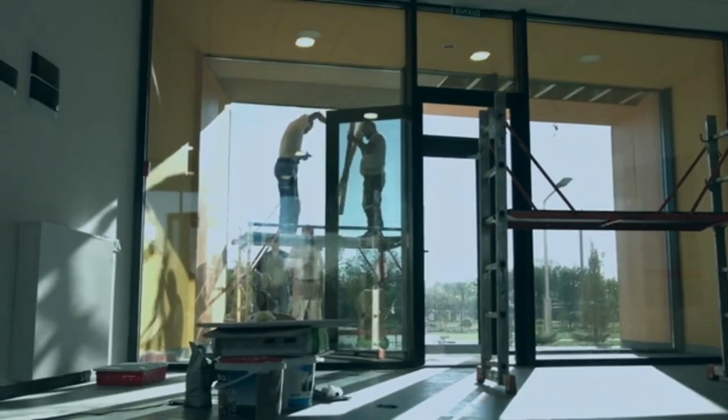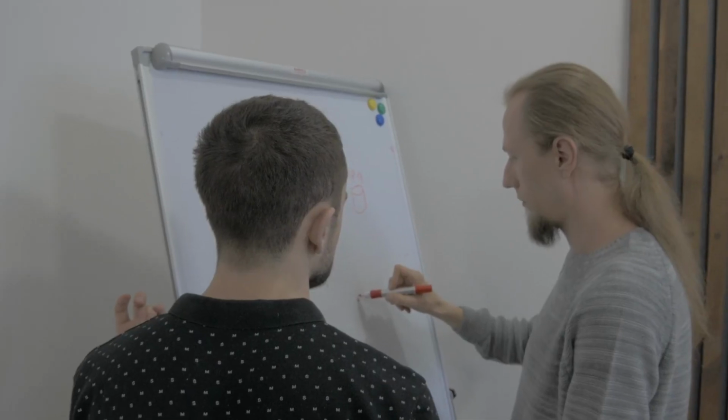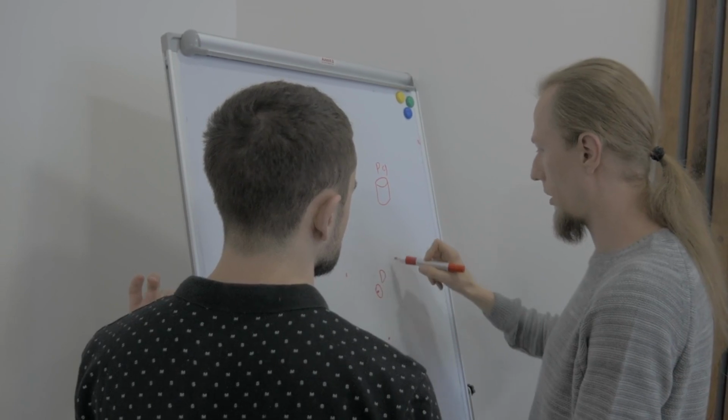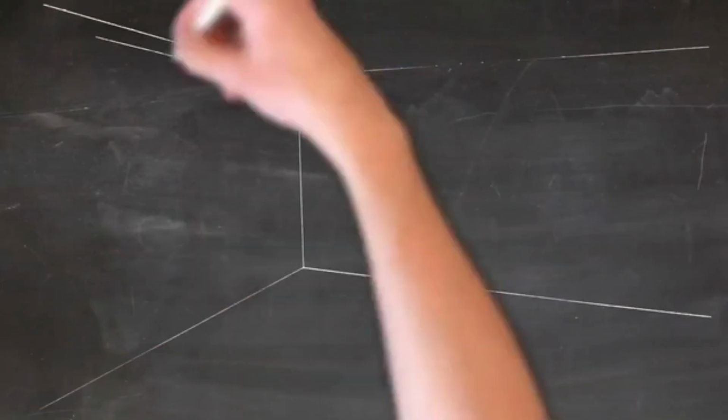How to install drop ceilings for homes and businesses, a full guide. Introduction. A drop ceiling, also known as a suspended ceiling, is a secondary ceiling installed below the main structural ceiling.